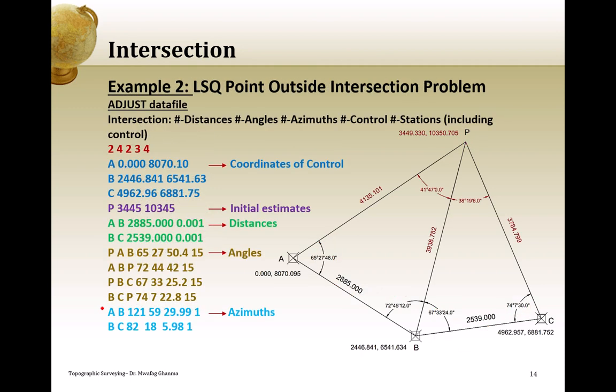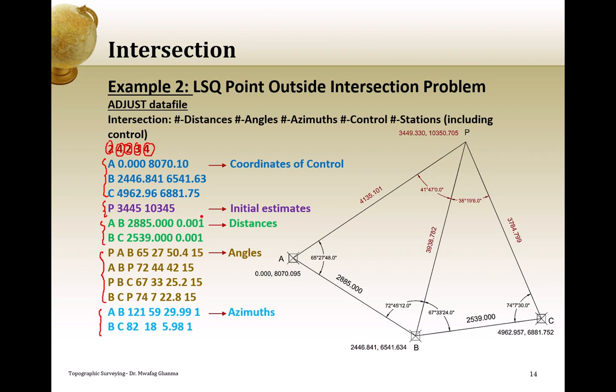Preparing the data file is the same, but now we have 2 distances which we observed, 4 angles that we observed, 2 azimuths that we observed, and 3 control points, and a total of 4 stations. First we list the control station, followed by the unknown station, followed by the distance observation, followed by the angle observations, followed by the azimuth observations.